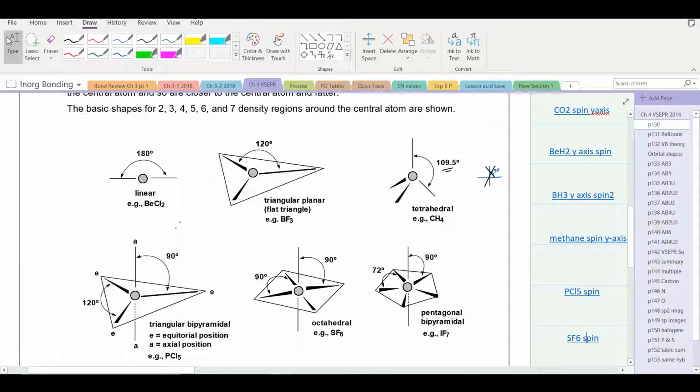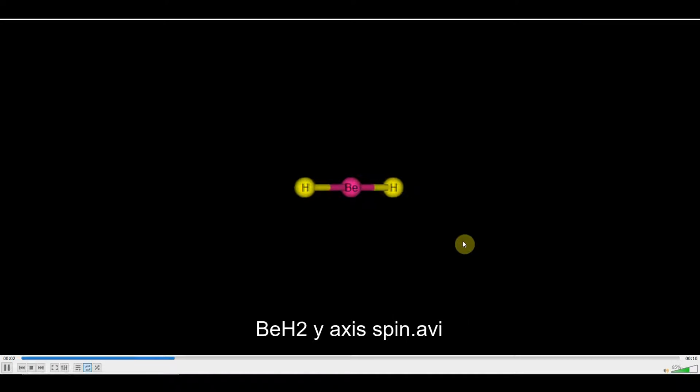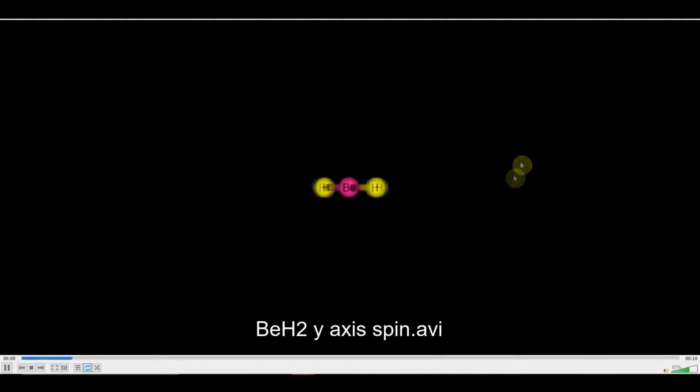around a central atom. If we have only two bonds or two electron clouds, as in beryllium chloride, the three-dimensional geometry would be linear with a bond angle of 180 degrees. Here's an animation of a linear molecule, beryllium hydride. So beryllium has two electron clouds around it 180 degrees apart, giving rise to its linear shape.